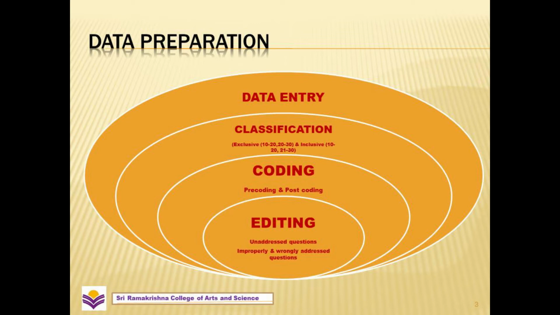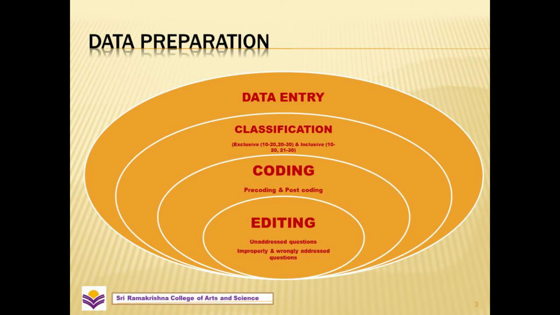Now we'll move on to the third category, classification. Classification is categorizing coded questions into different segments. There are 2 types of class interval: exclusive and inclusive. Exclusive, like 10 to 20, 20 to 30. Inclusive, 10 to 20, 21 to 30. Whenever we make an age or income level classification, researchers commit some mistakes here. So preferably a researcher can choose inclusive class interval.